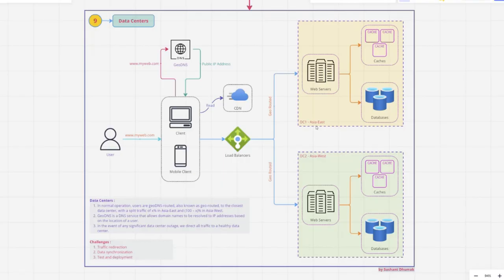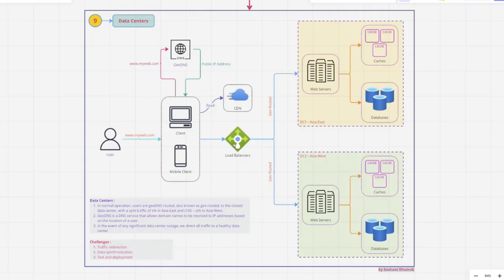But there are a few challenges along with this, like the first thing, routing your request to a particular data center. As I mentioned here in challenges, traffic redirection. According to the user's location, the traffic will be redirected to the particular data center which is closer to the user. But in case of events like fire, this traffic should be routed to a healthy data center. That is not so easy, but the system should take care of all these kinds of routings. The second challenge is data synchronization.